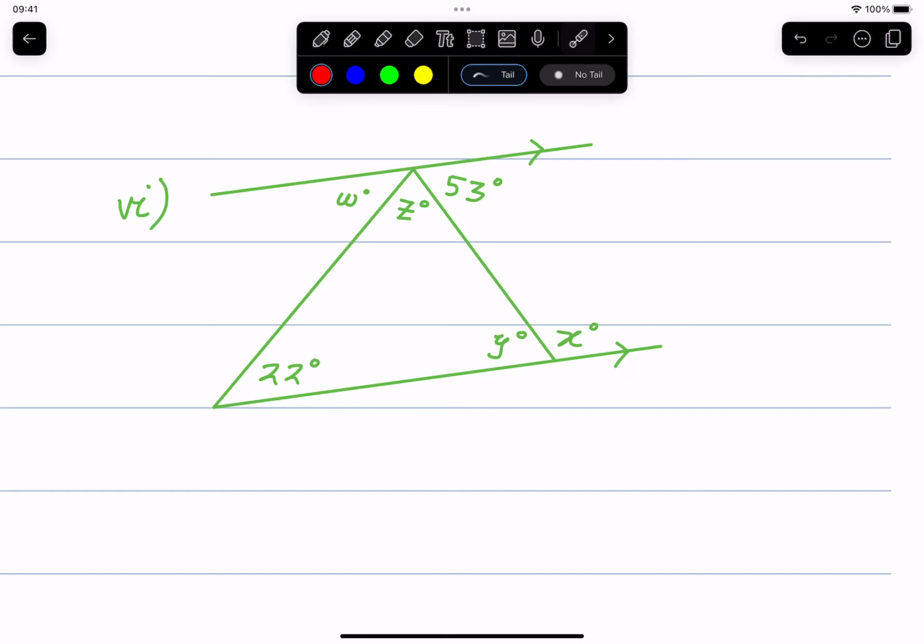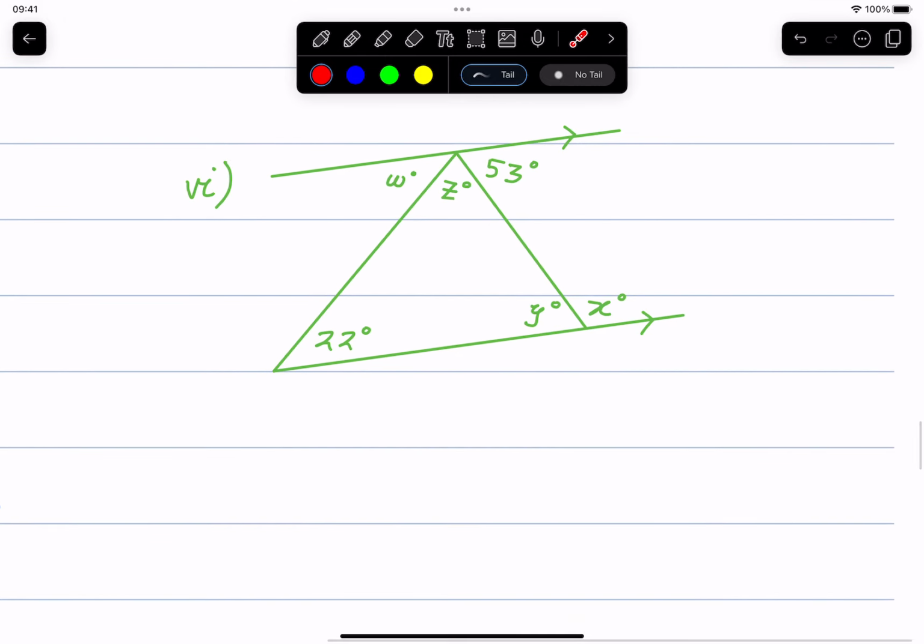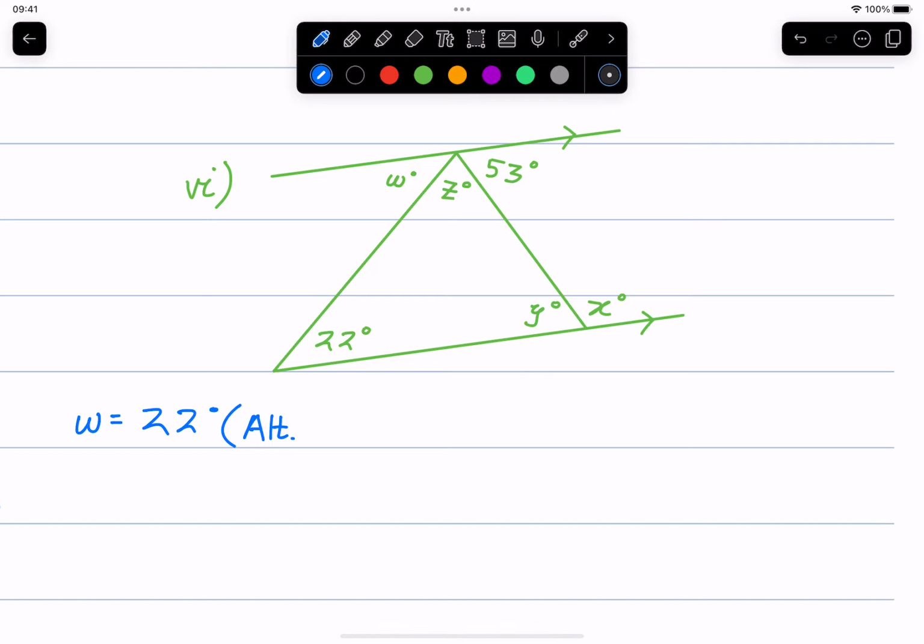This one has 4. So for this, I highly recommend you to do this in alphabetical order. So W, X, Y, and then Z. For this, let's try our best to use only properties of parallel lines. So for the first, I hope you can see that W makes a Z like this. So that means W must equal 22 degrees, and that is alternate angles. That's the first one.